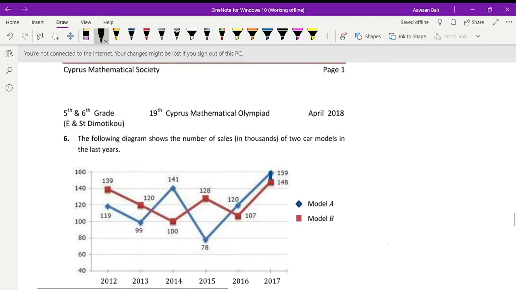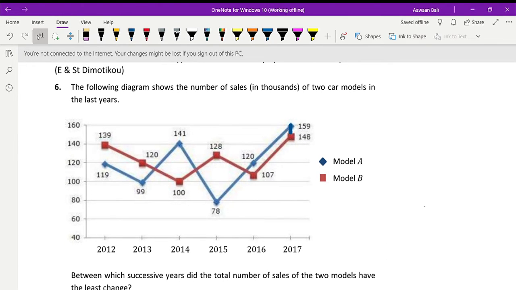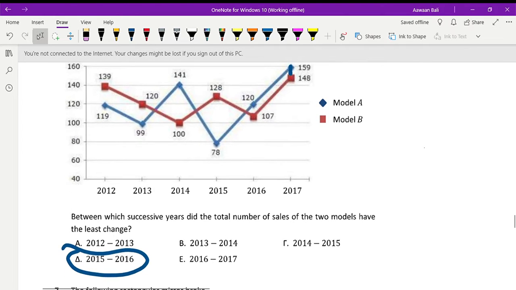Question number 6. The following diagram shows the number of sales in thousands of 2 car models in the last 5 years. Between which successive years did the total number of sales of the 2 models have the least change?